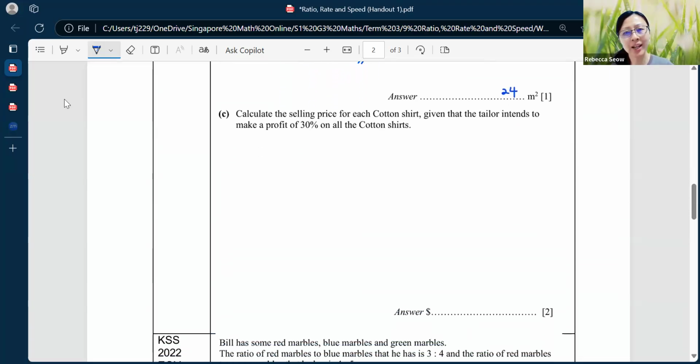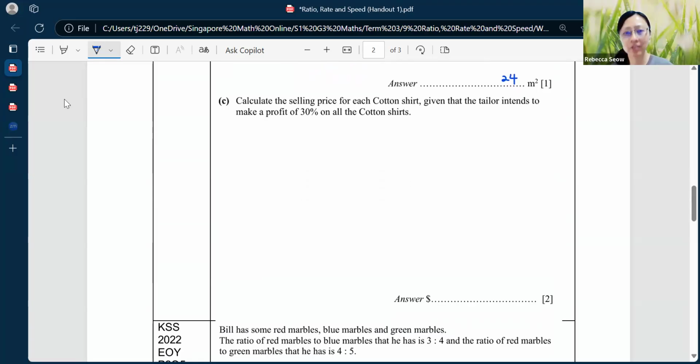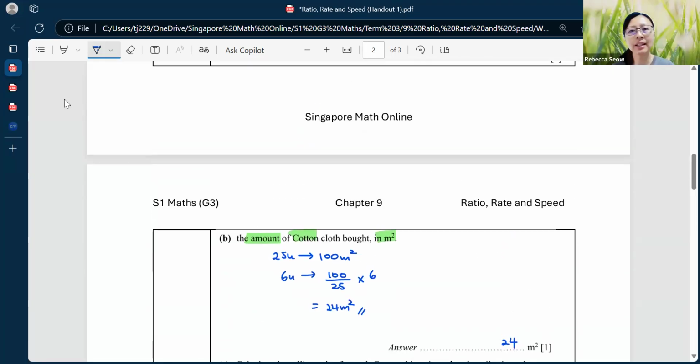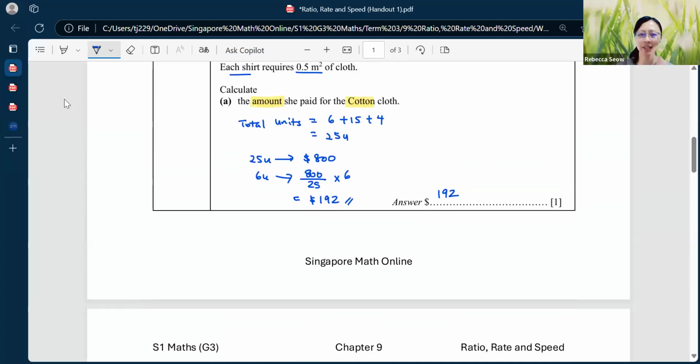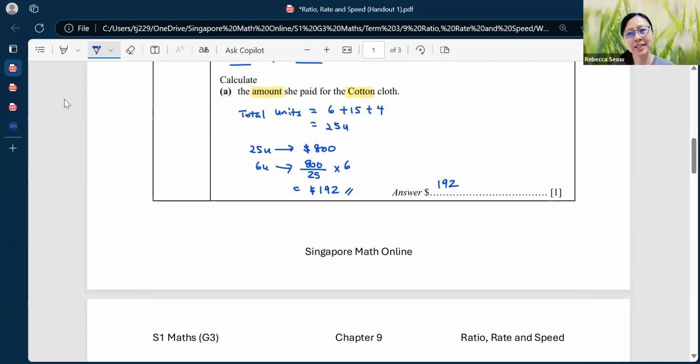Part C, we are asked to calculate the selling price for one cotton shirt, given that the tailor intends to make a profit of 30% on all the cotton shirts. Profit of 30%. Okay, let's see. In part A, we found that she has spent $192 on buying the cotton cloth. To make a 30% profit means that this being 100%, we need to find 1% and we multiply by 130 times. Okay.